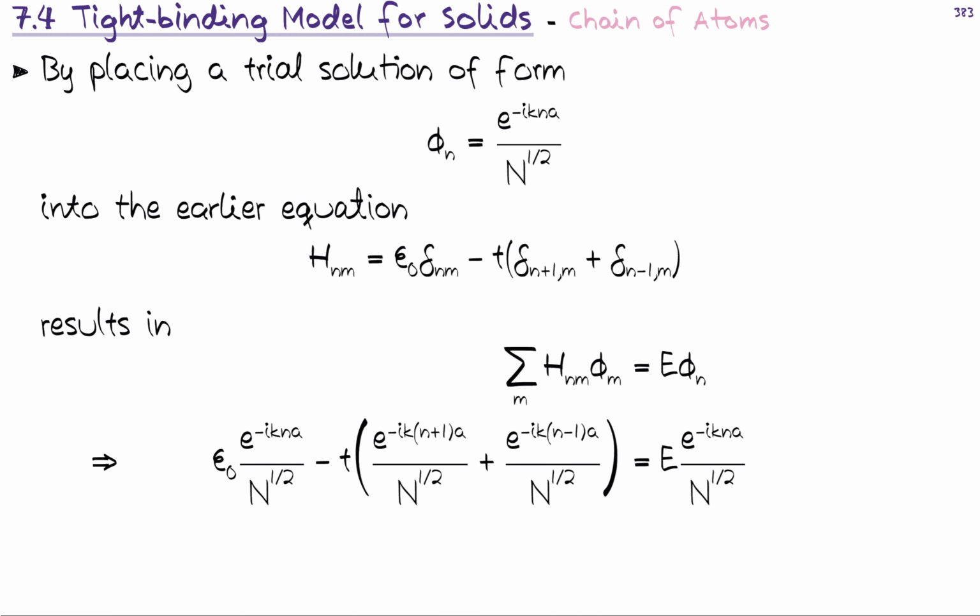And looking at this, in all of these terms we have this square root of N in the denominator, so we can vanish that. And in each of these exponents, we have the minus ikNa term here. So we have this in all of these terms essentially, so we can also divide that out. What follows is that we have epsilon naught, minus t multiplying exponent minus ika plus exponent plus ika. And then on the right-hand side, we have the energy. So now this is actually quite a nicely looking equation already, so the things don't look that bad.